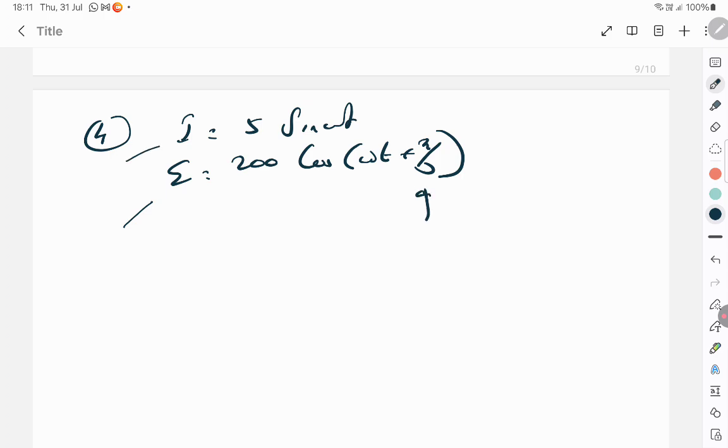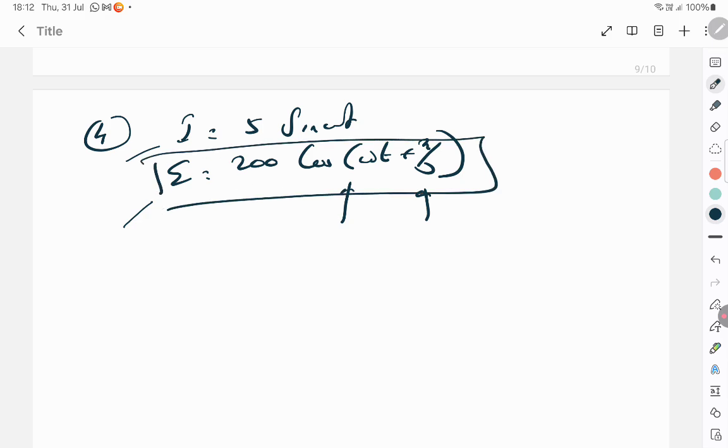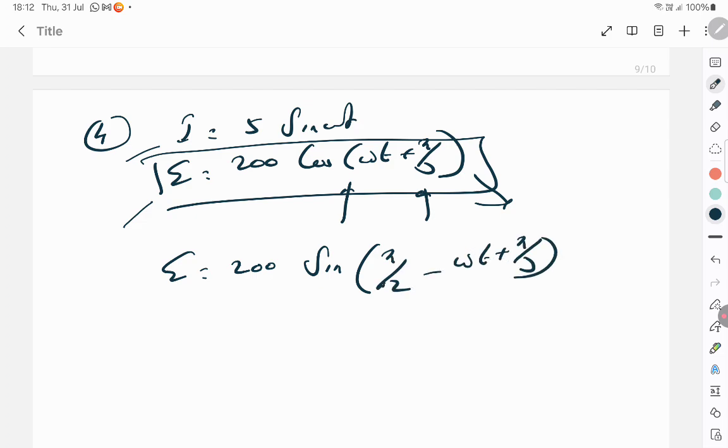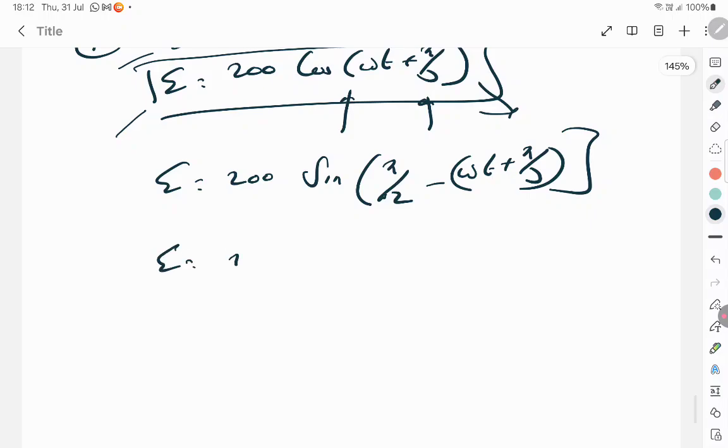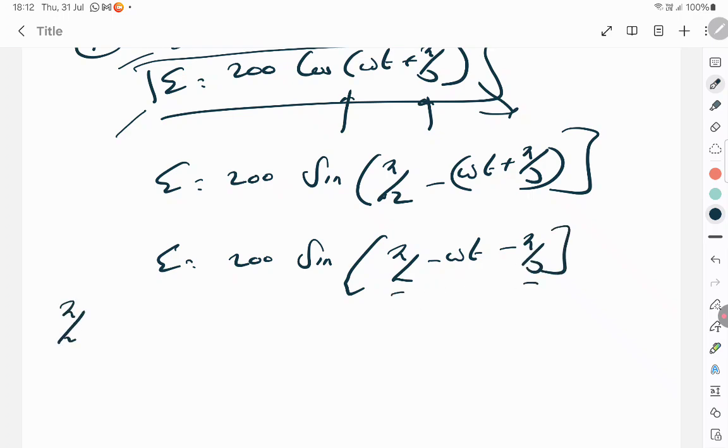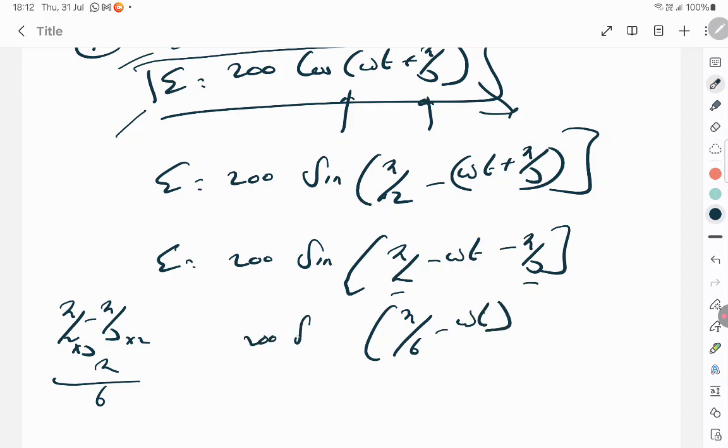Isn't it that you have to convert this into sine, so as to exactly spot the phase difference? Okay, so convert this into sine. You get 200 into sine of 90 minus (omega t plus pi by 3) with a bracket. So E is equal to 200 into sine of 90 minus omega t minus pi by 3, and pi by 2 and pi by 3 have to be solved. When you solve this, 6, 3 and 2, 3 pi minus 2 pi is pi by 6. So this will become 200 sine of (pi by 6 minus omega t).